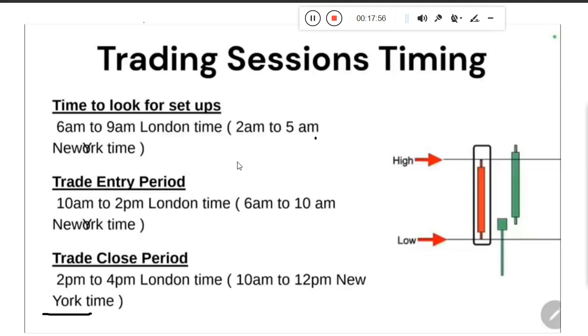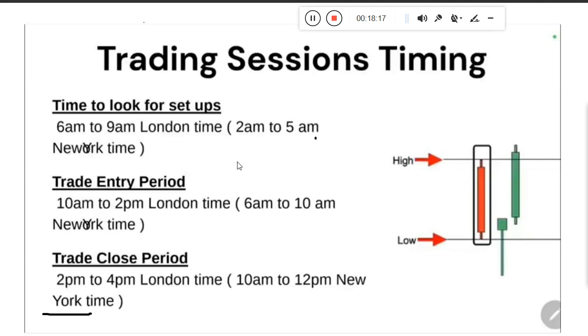Time to look out for my setup. I start looking out for my setup by 6 a.m. to 9 a.m. my own time. My own time here is in Nigeria, so it's GMT+1. But for London, it's going to be 2 a.m. to 5 a.m. That is the time I start looking for my setup.